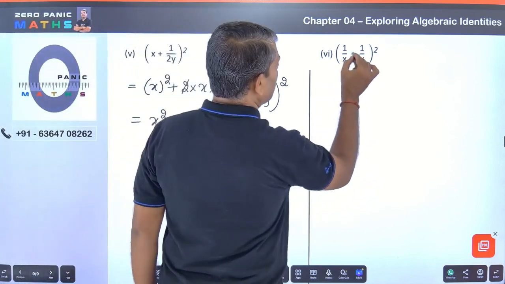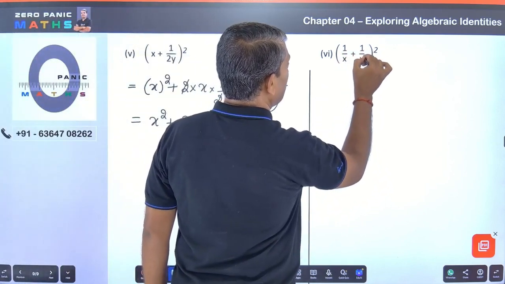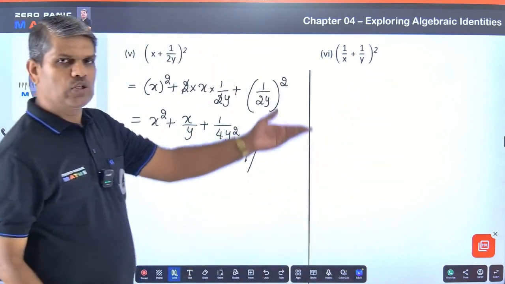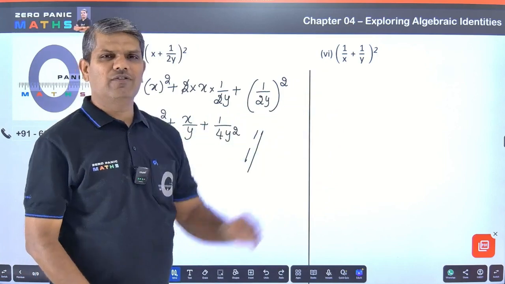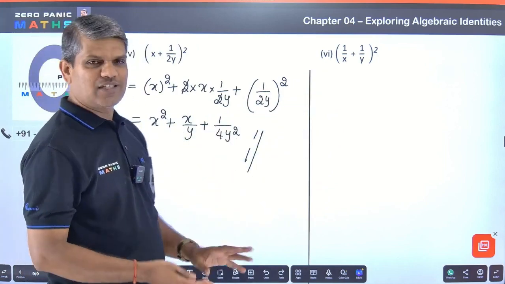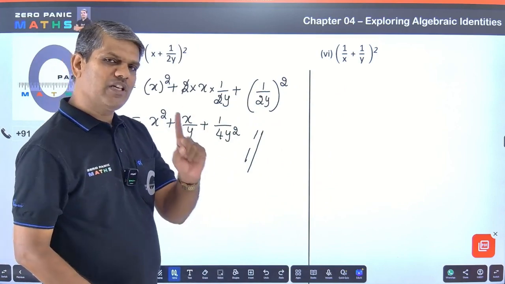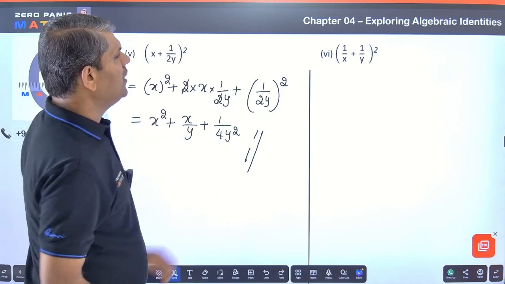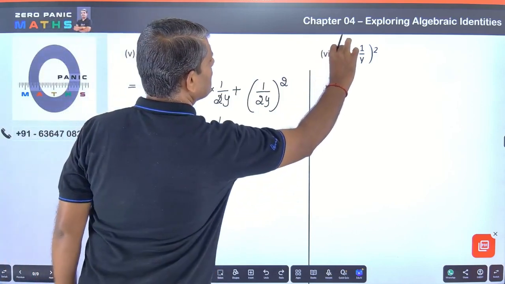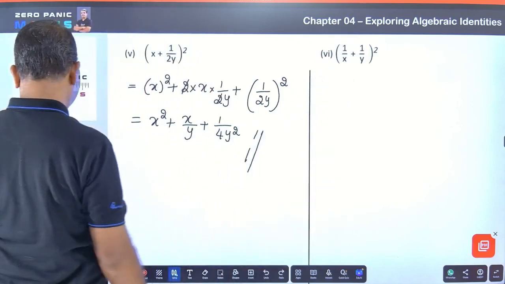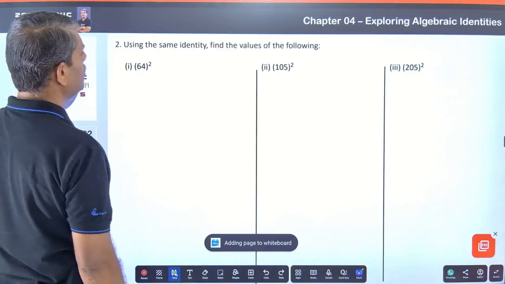Now let us do it for 1 by x and 1 by y. How can you do it? You can do it yourself, because let us not waste time doing similar kinds of things here. I'm just leaving you one problem. Just replace a is equal to 1 by x and b is equal to 1 by y. Hope you will do that.